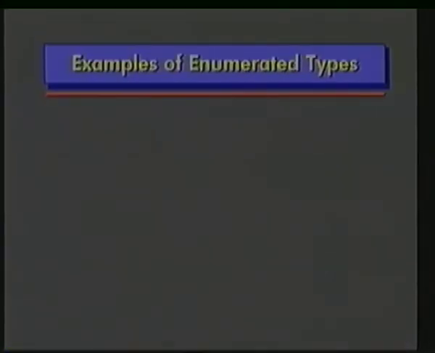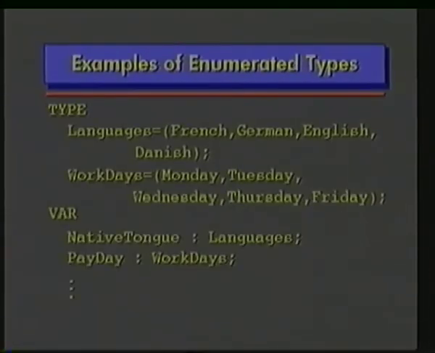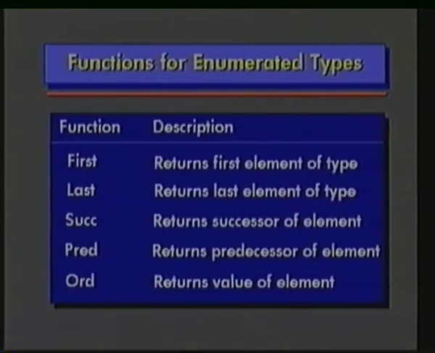Here are some more examples of data defined, declared, and initialized as enumerated types. This type is known as enumerated because the Pascal compiler assigns an integer value to each member of the list. The assignment is made in the order in which the compiler encounters the name of the type element, starting with the value 0. In the type workdays, for example, Monday is assigned a value of 0, Tuesday a value of 1, and so on. Pascal also includes a number of functions designed especially for use with enumerated types. And here are some examples of how these functions are used.